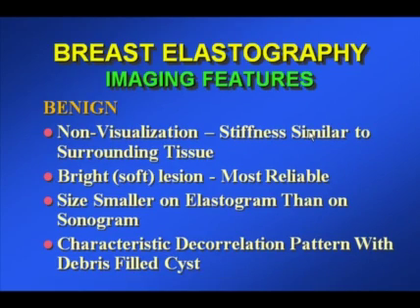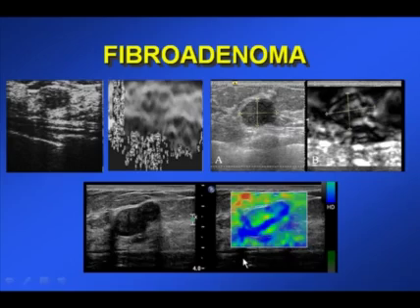So what about benign lesions on elastography? The characteristic features could be that it's not visualized. Its stiffness often is very similar to the surrounding tissue, especially for fibrocystic nodules. Oftentimes the lesion can be softer than the surrounding tissue, and this is the most reliable indicator of a benign lesion. The size may be smaller on the elastogram than the sonogram. If it's a pronounced decrease in size, that's useful. If it's just about the same, then it's perhaps not so useful. And for cystic lesions, there's a characteristic decorrelation pattern that occurs on elastograms.